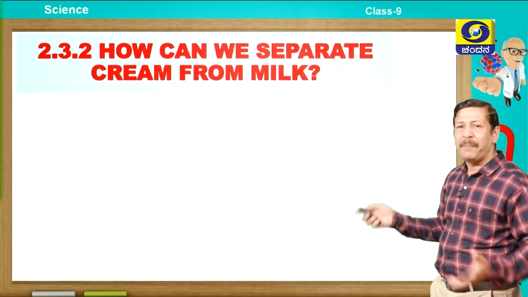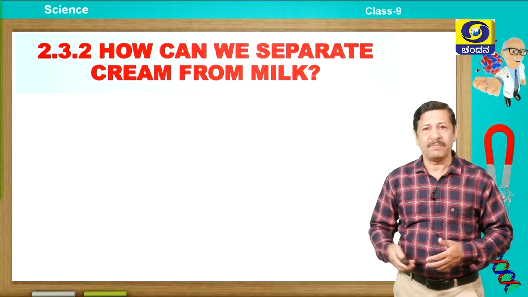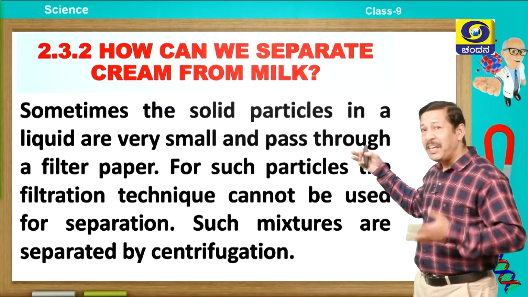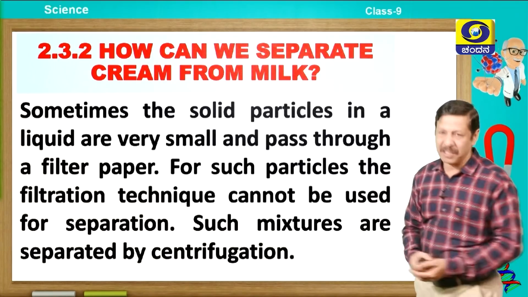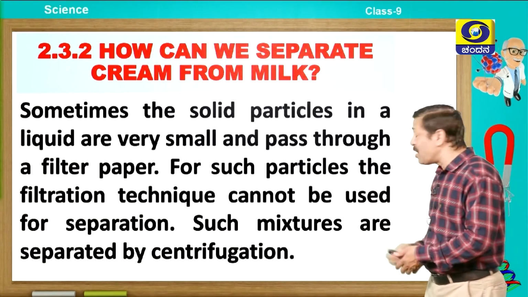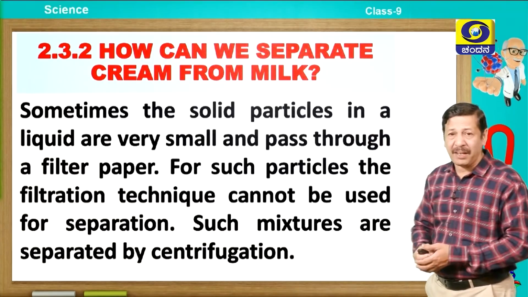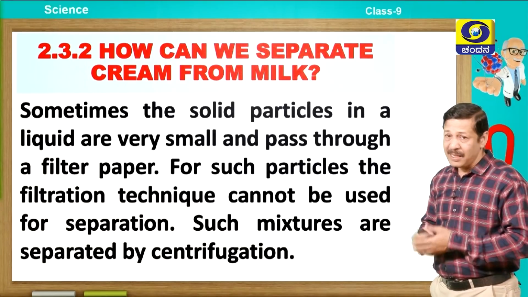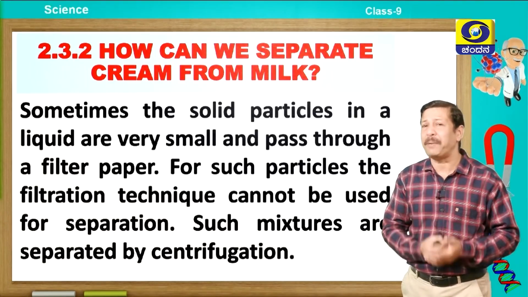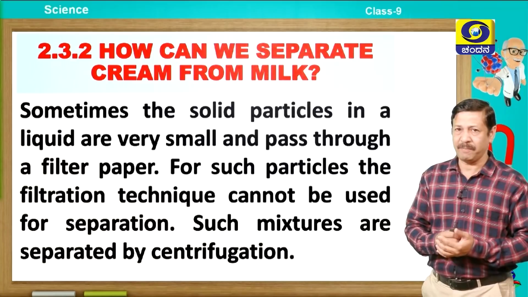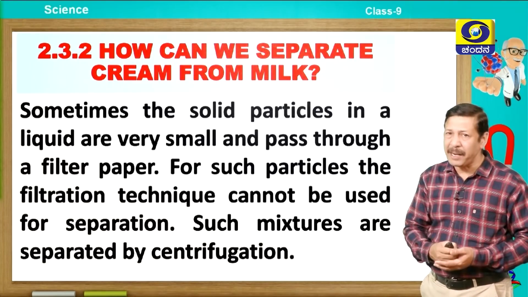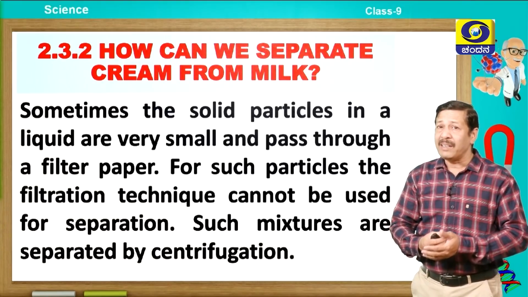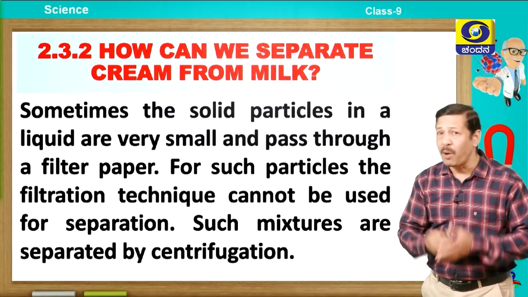Now, how can we separate cream from the milk? That is also very simple. This is the very simple method. In your home, you are using this method. Sometimes solid particles in the liquid are very small so that they can pass through the filter paper. Then such particles cannot be separated by filtration technique. Then you have to go for a separate method, that is centrifugation. Here the density difference is also observed.